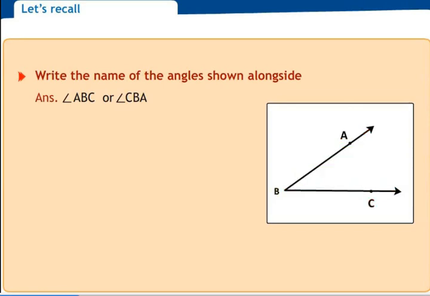Now you can see that these two rays are joined at a common point. This common point of the two rays is called a vertex. A vertex is a point where the two rays which form an angle are joined. The name of the vertex for angle ABC is vertex B, or you can write point B.